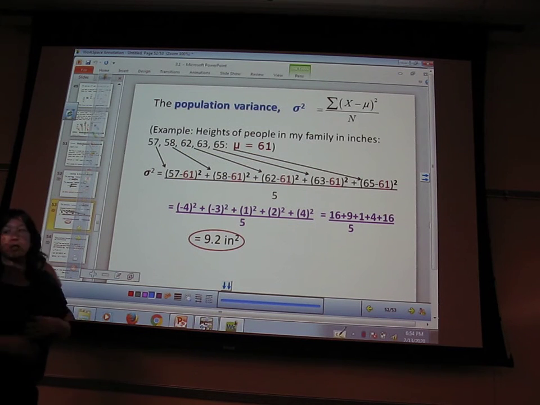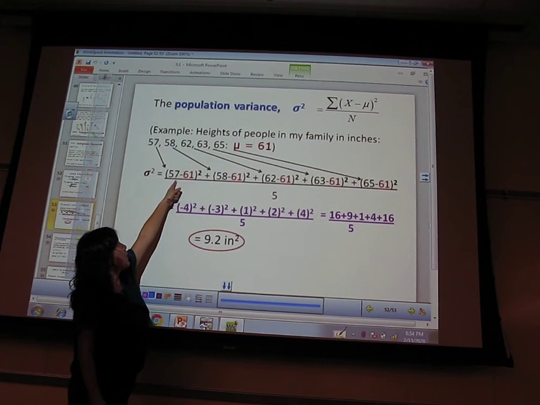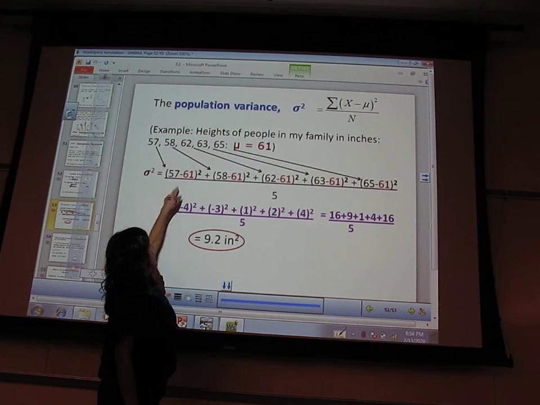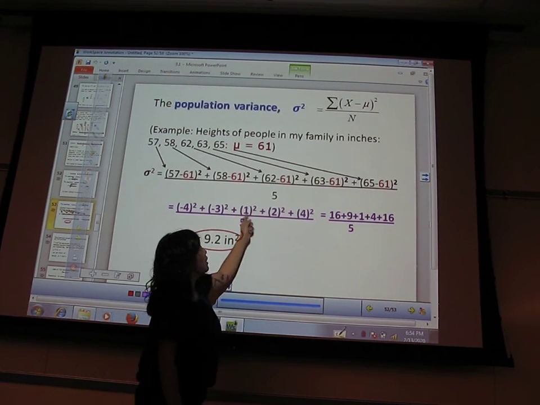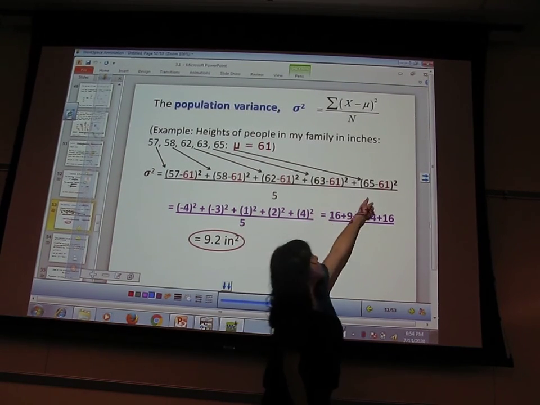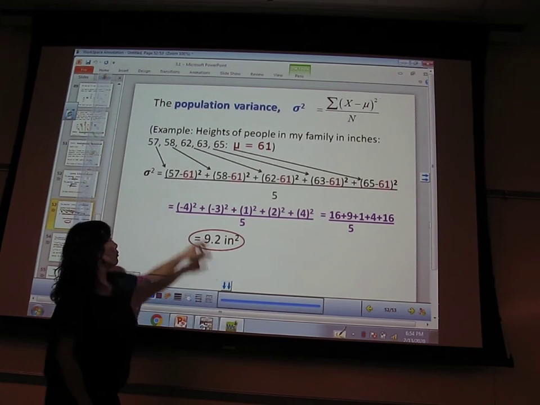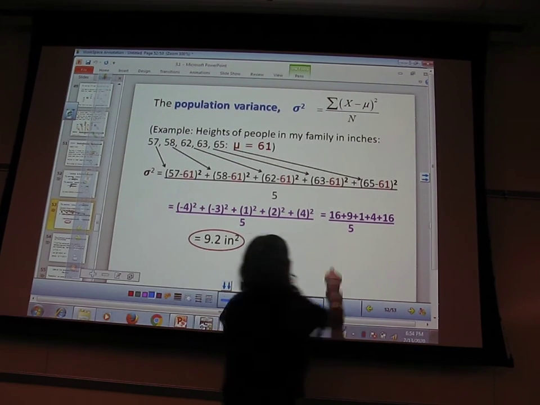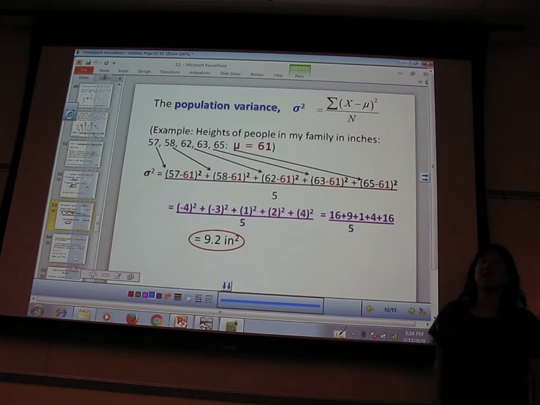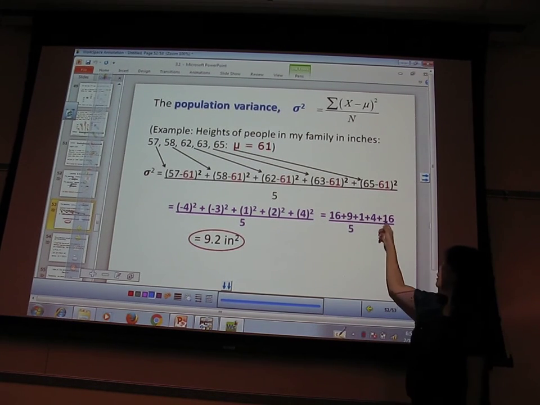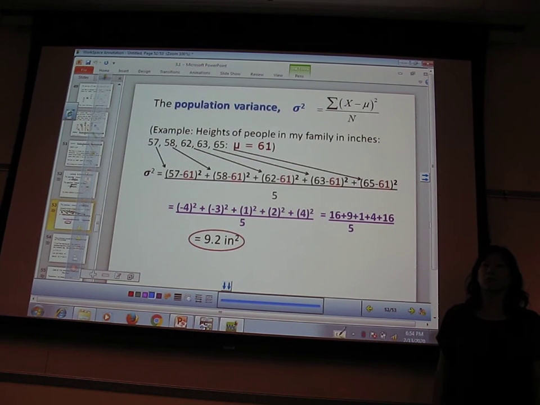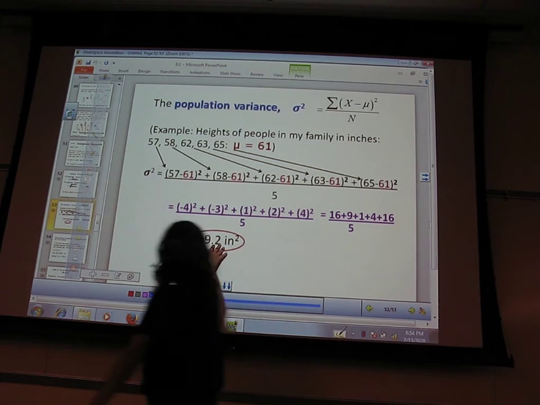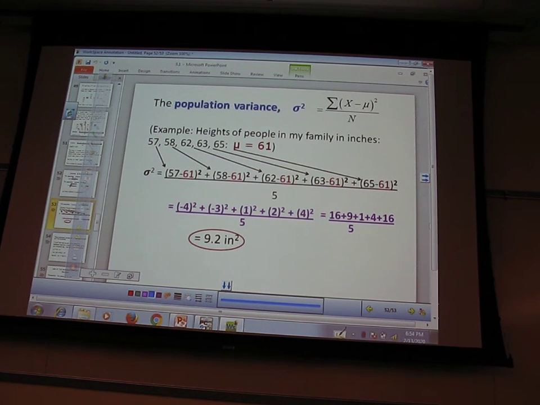All right, so then let's look at the variance. My sister minus the mean, that's -4. My other sister minus the mean, -3. My mom minus the mean, 1. Me minus the mean, 2. My dad minus the mean, 4. Then we're going to square all of them, so we get these numbers here. And then average them. Add them up, divide by 5, because there's 5 of us. Everybody on board? So then our variance would be 9.2 inches squared, because we squared the inches.